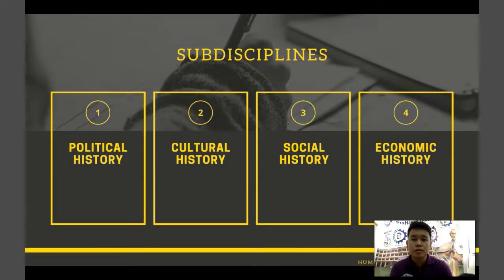Now, these are some of the subdisciplines that we can find in history: political history, cultural history, social history, and economic history.